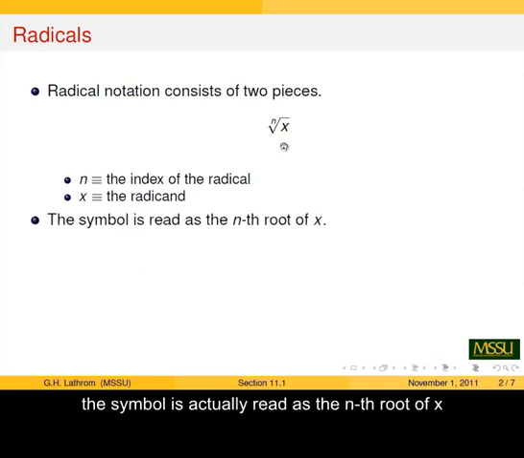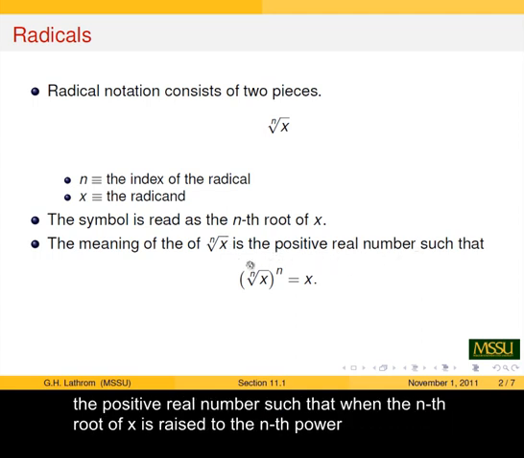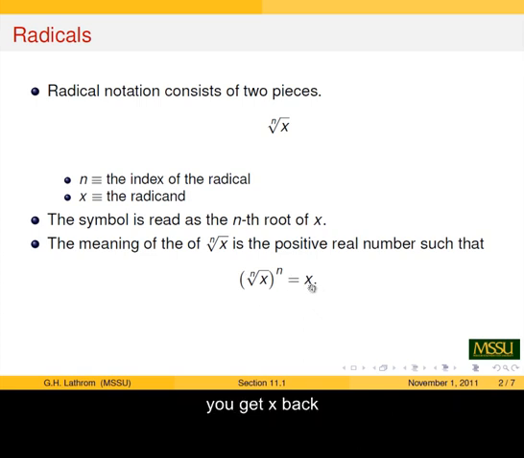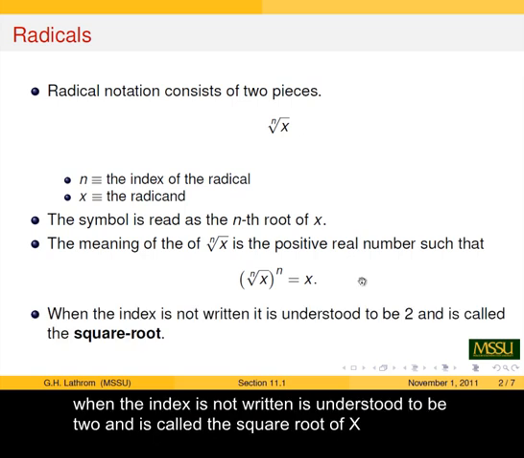The symbol is actually read as the nth root of x. The meaning of the nth root of x, assuming that x is a positive real number, is the positive real number such that when the nth root of x is raised to the nth power, you get x back. When the index is not written, it is understood to be 2 and is called the square root of x.